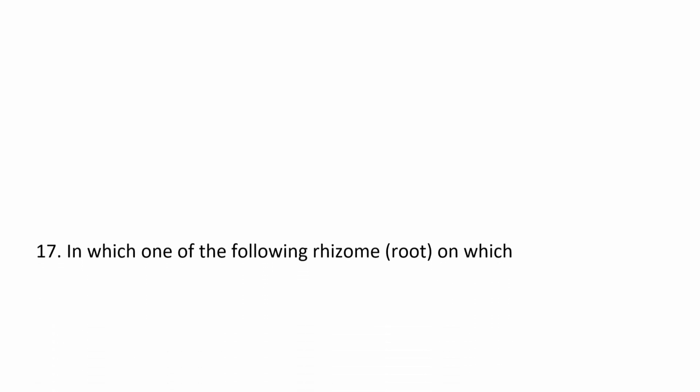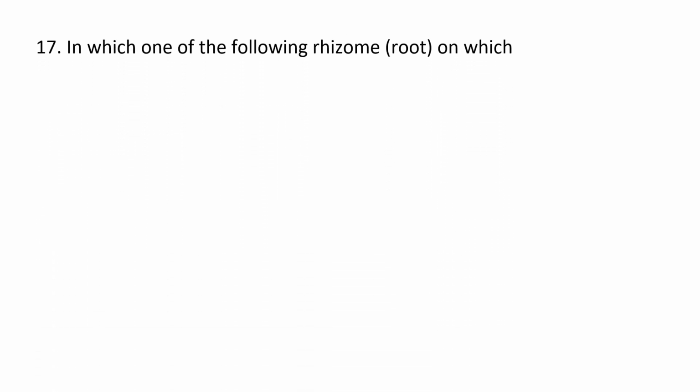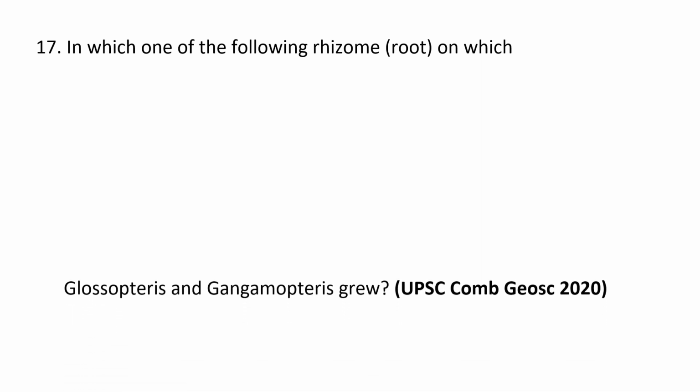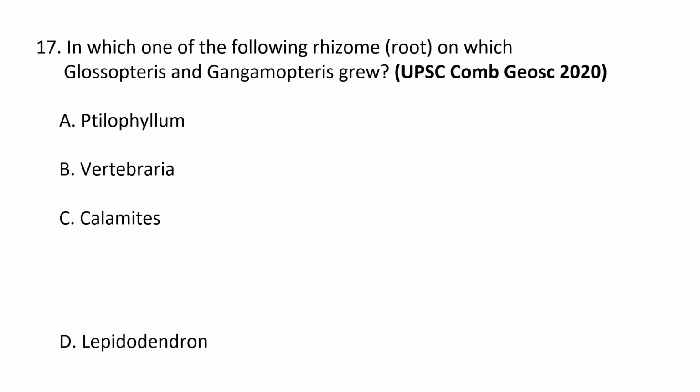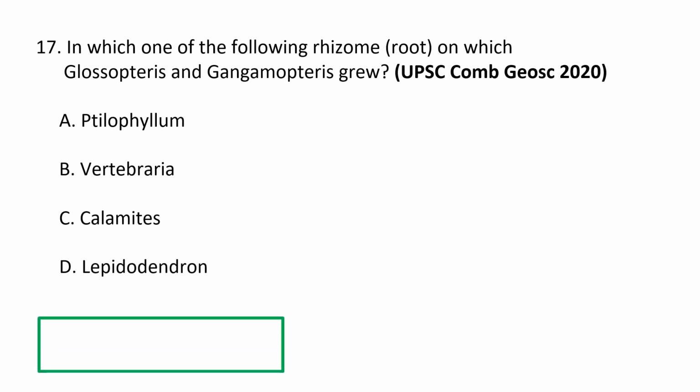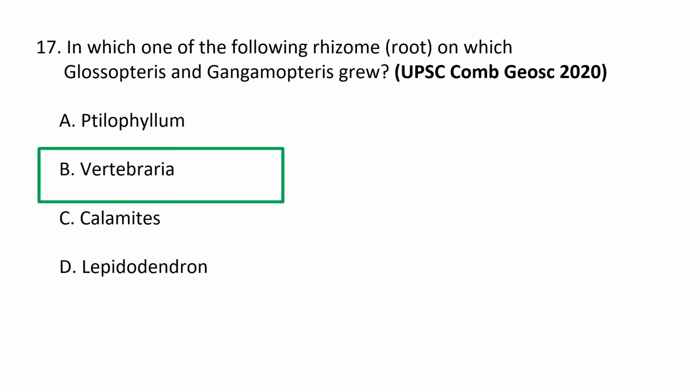Next question. Which one of the following is the rhizome or root on which Glossopteris and Gangamopteris grew? A. Psilophyllum, B. Vertebraria, C. Calamites, and D. Lepidodendron. The answer is Vertebraria. Vertebraria is a genus of fossil plants based upon root-like remains of Permian age that resemble a vertebral column. B, Vertebraria, is the correct answer.